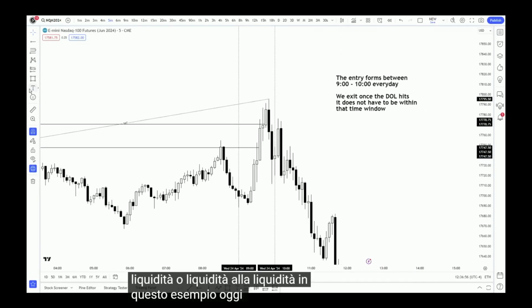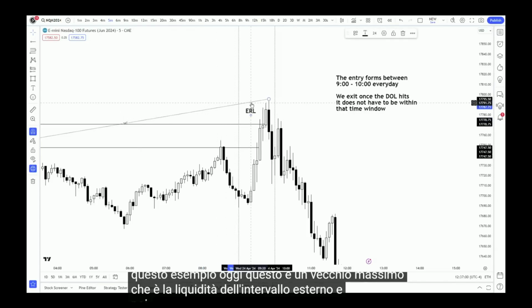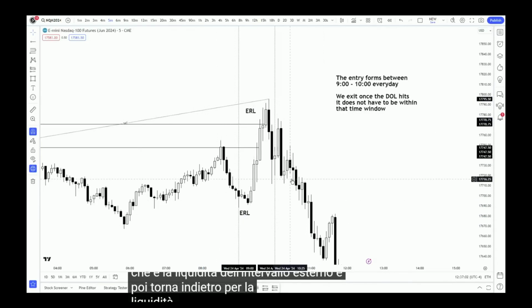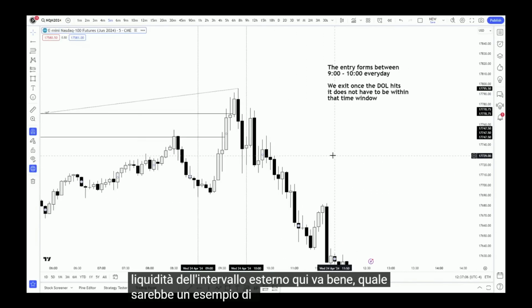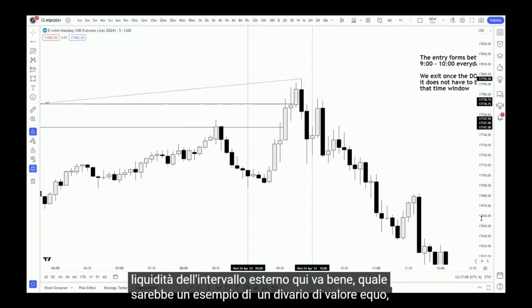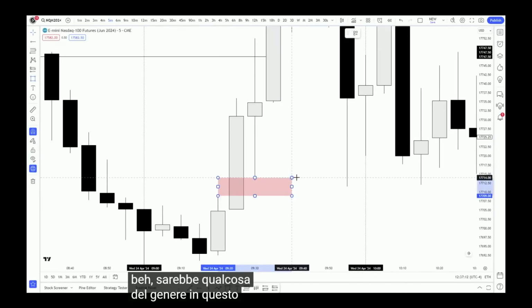In this example today, this is an old high, which is external range liquidity, and then it runs back down for external range liquidity over here. All right. What would be an example of a fair value gap SMT? Well, that would be something like this between this time period.